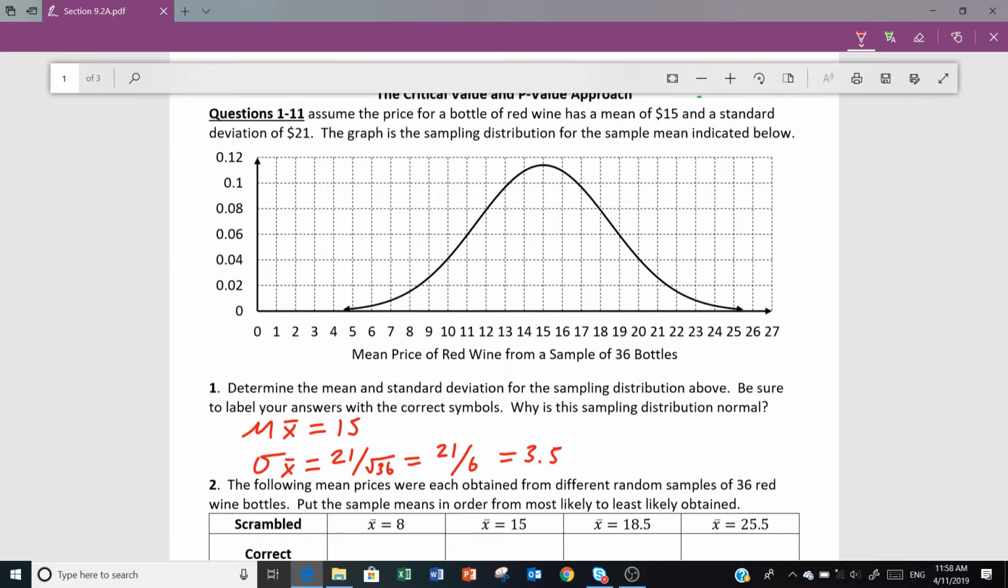And why is this sampling distribution normal? Does anyone want to share that information with the class? Good. The mean is coming from size 36 samples. 36 is above 30. So, therefore, it is normal. I want everyone to write that down.